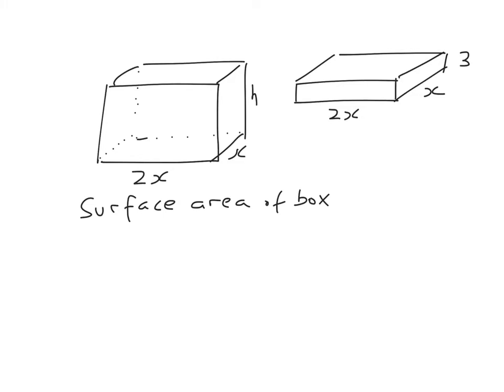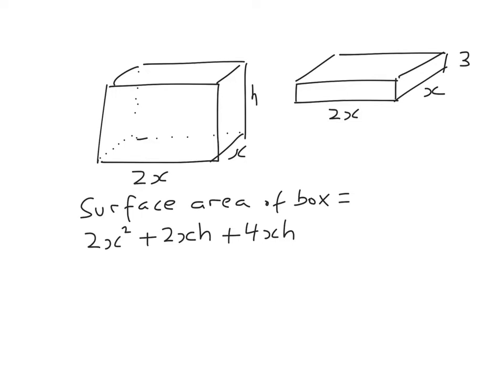The base of the box is a rectangle, 2x by x, so the area is 2x squared. The side there and that side there both have area x times h, and there's two of them, so it's 2xh. Then the front and the back have area 2x times h and 2x times h, so 2xh, another 2xh, altogether that's 4xh. The box doesn't have a top. The top is the lid.